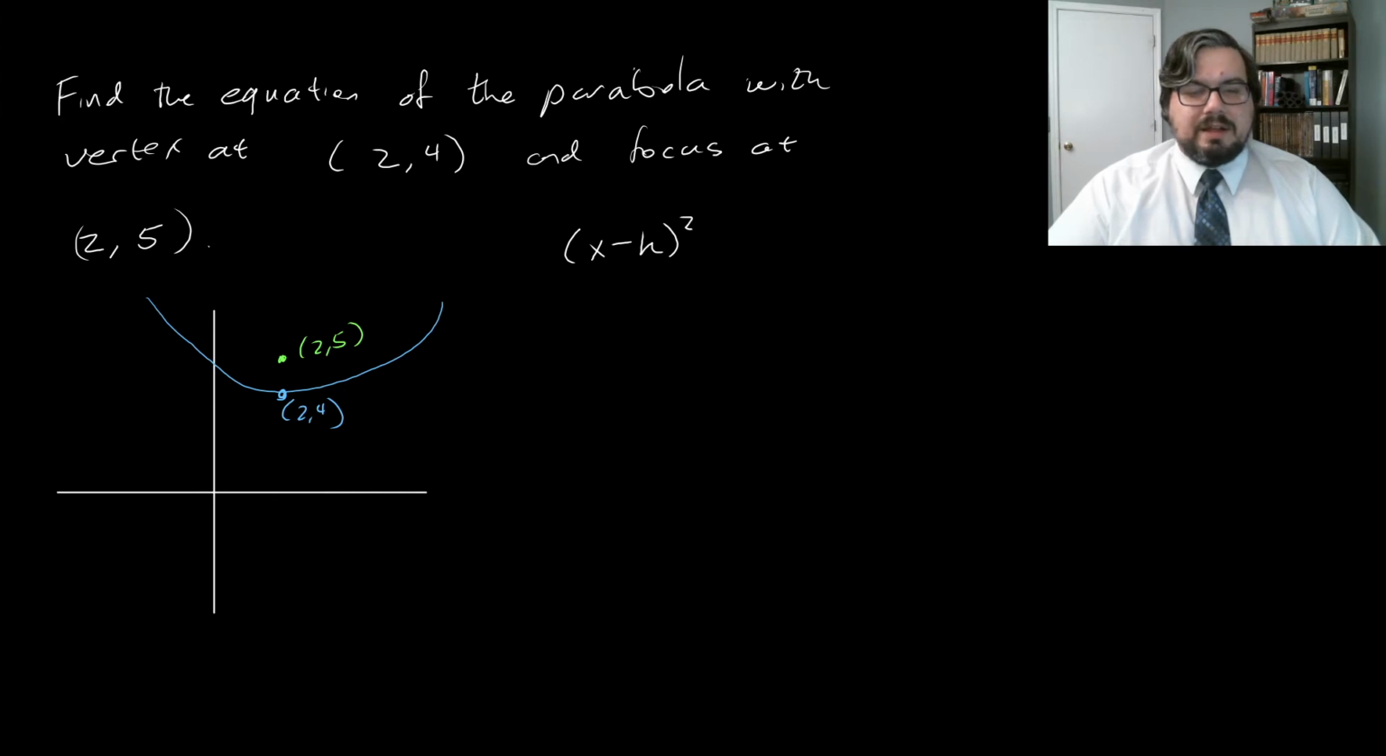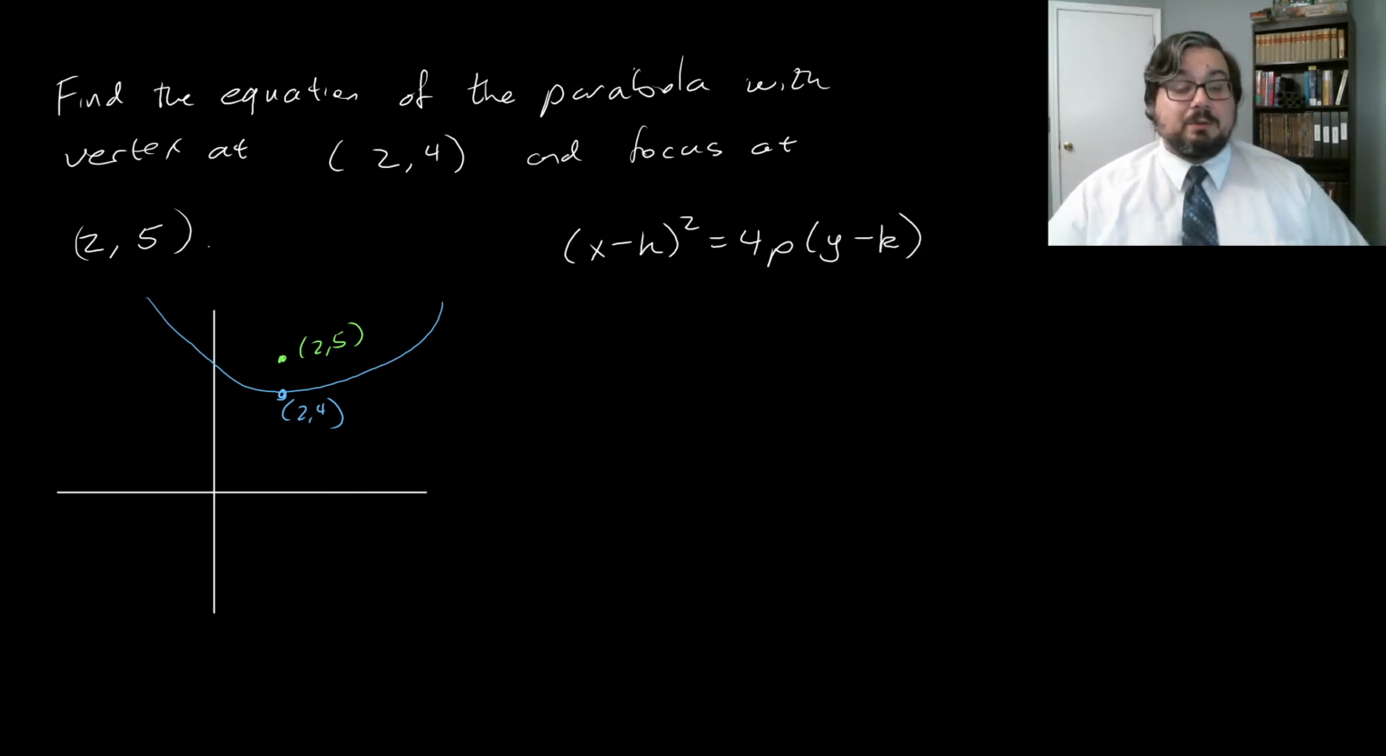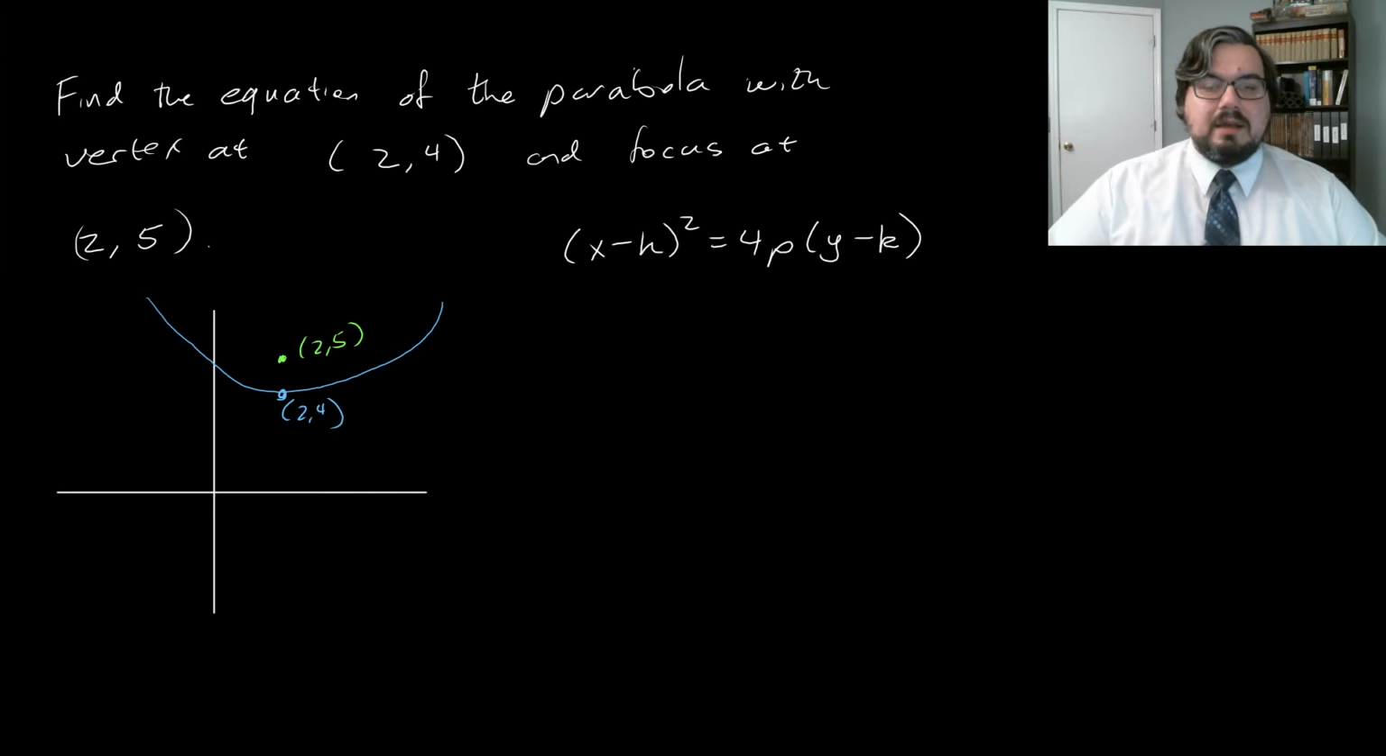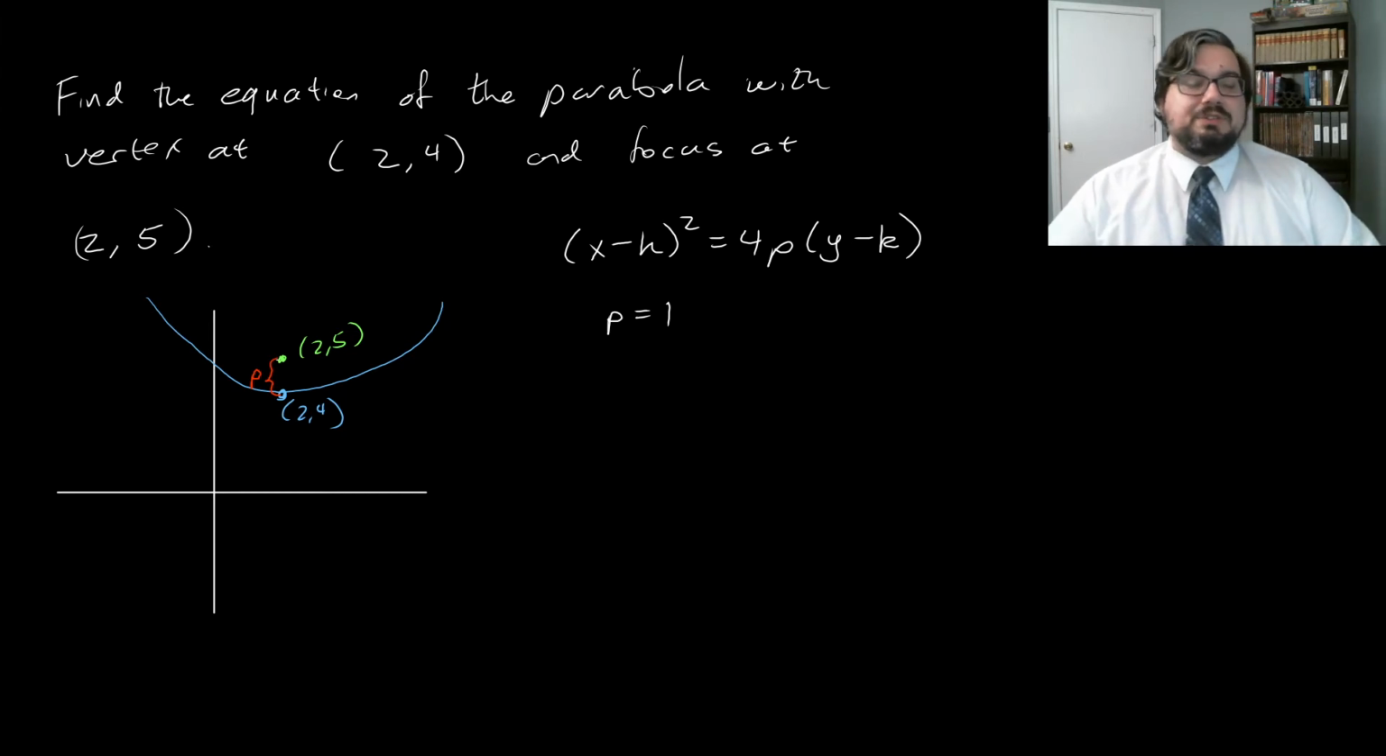We have that our equation is going to look like x minus h squared equals 4p times y minus k. That's the equation of a parabola opening upwards or downwards. Upwards if p is positive, downwards if p is negative. P, however, other than the sign, is always the distance between the vertex and the focus, which we've seen before. So this is always the value p. So in our case, p is equal to 1 because there's a distance of 1 between the vertex and the focus.